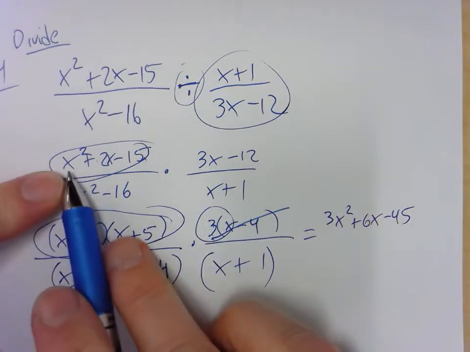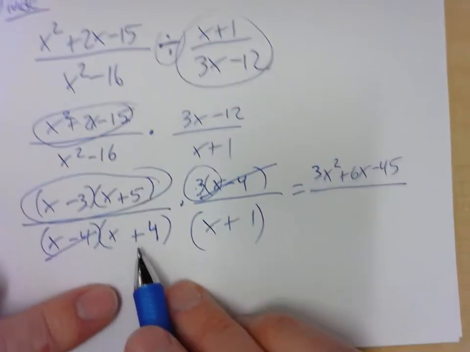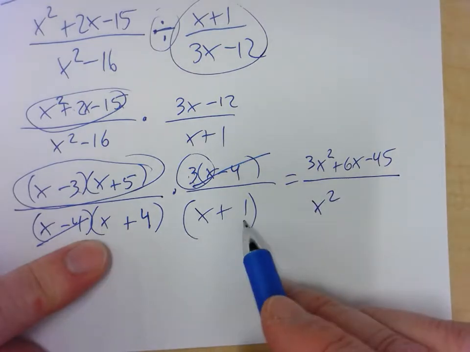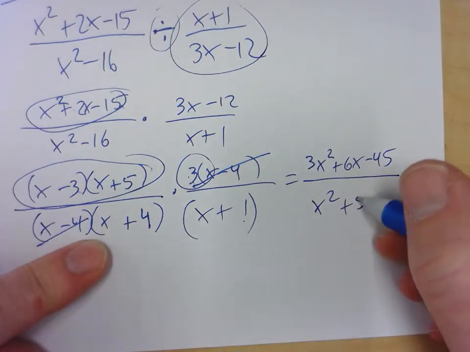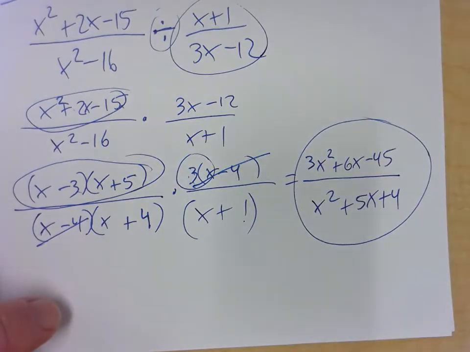So I did 3 times this, 3 times this, 3 times that, over, then I'm going to FOIL the numerator out. So it's x squared, x, and 4x makes 5x, and then plus 4. All right. Now I'm going to do a bunch of problems on a worksheet to demonstrate more of this.